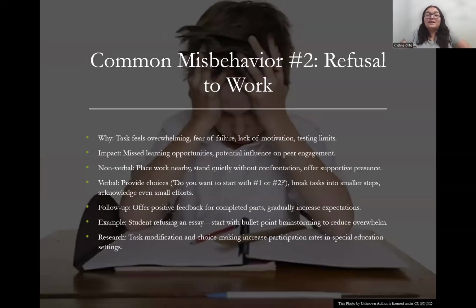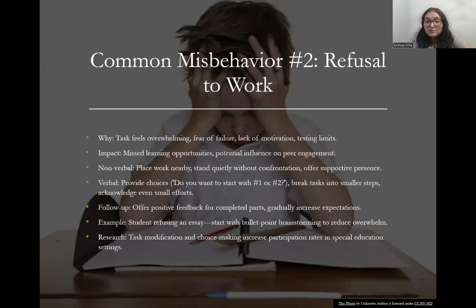So, common misbehavior number two, refusal to work. Why might these students be doing this? The task feels overwhelming, they have a fear of failure, lack of motivation, or they're just testing limits. The impact can be missed learning activities and potential influence on peer engagement. Some nonverbal ways we can deal with this behavior: place work nearby, stand quietly without confrontation, offer a supportive presence.